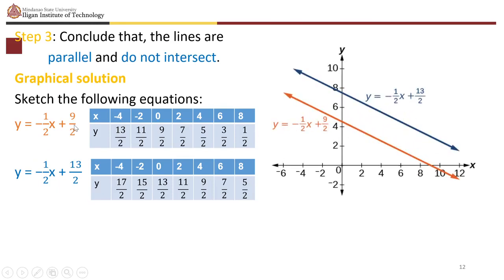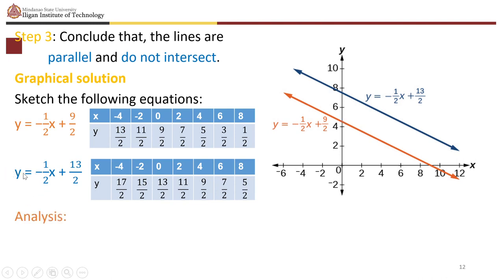The first one here is this. When x is equal to negative 4, y is 13 over 2. That is supposed to be 6 and 1/2. So when x is equal to negative 4, y is 6 and 1/2. When x is equal to negative 2, what do we have? We have y equal to 5 and 1/2. So negative 2, 5 and 1/2. And when x is 0, y is 9 over 2, that is 4.5, so 4 and 1/2.